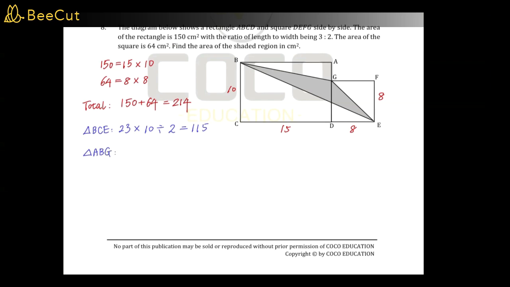Next, for triangle ABG, the base is 15. Then you check this is 10 and 8. Difference is 2. So AG equals 2. Base times height divided by 2 equals 15. Then lastly, triangle GF. This one is 8 times 8 divided by 2. So the area is 32.